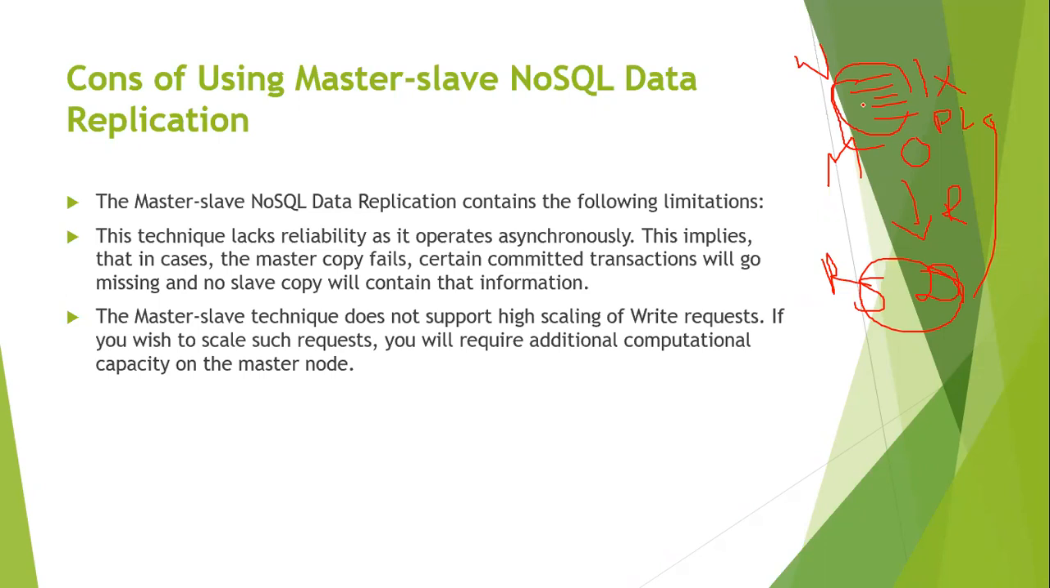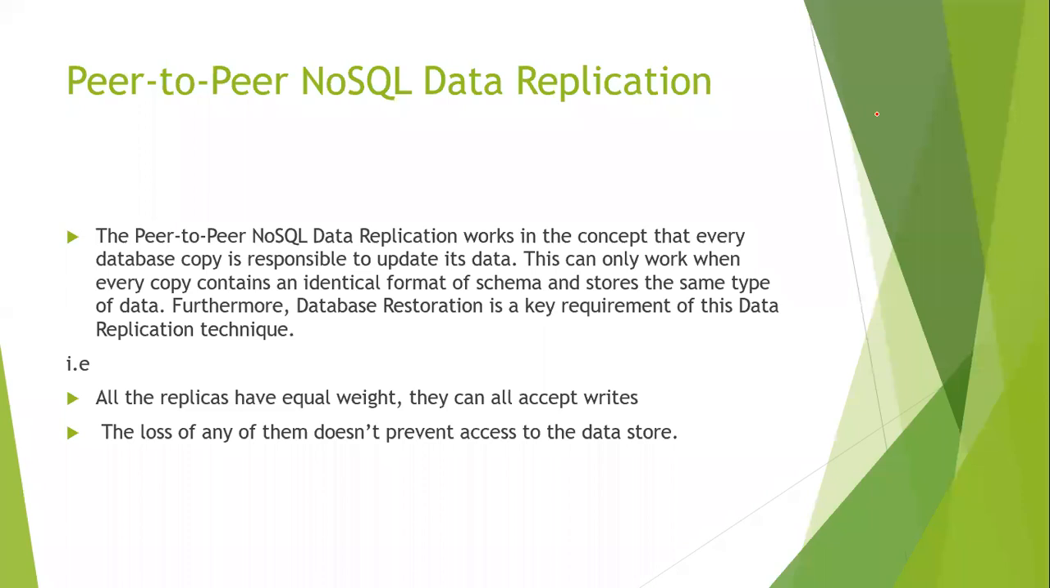One time the database may become full, so what happens is the data will not fit into the master database. For that we need additional storage capacity, so more computational capacity is required for the master database. So those are the drawbacks of master-slave replication. Next, we discuss peer-to-peer replication.